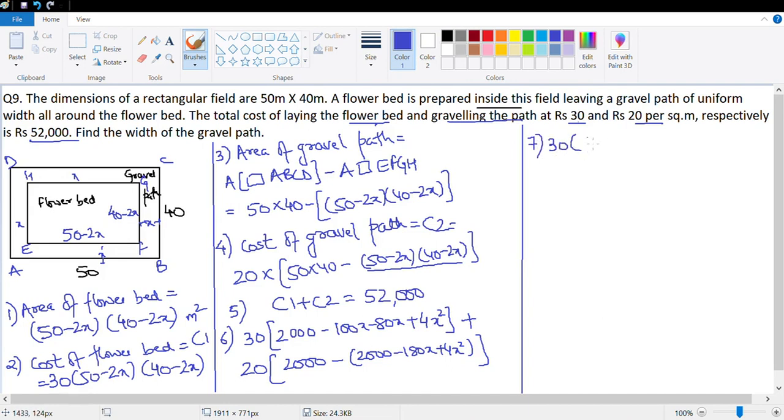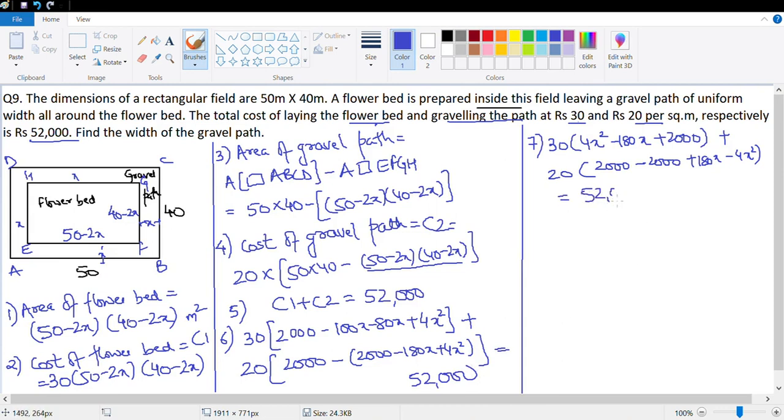Now let's open the bracket. So this would be 30 times (4x squared minus 180x plus 2000) plus 20 times (2000 minus 2000 plus 180x minus 4x squared). And all of this is given equal to 52,000. Now I guess I'll need more space, but doesn't matter.